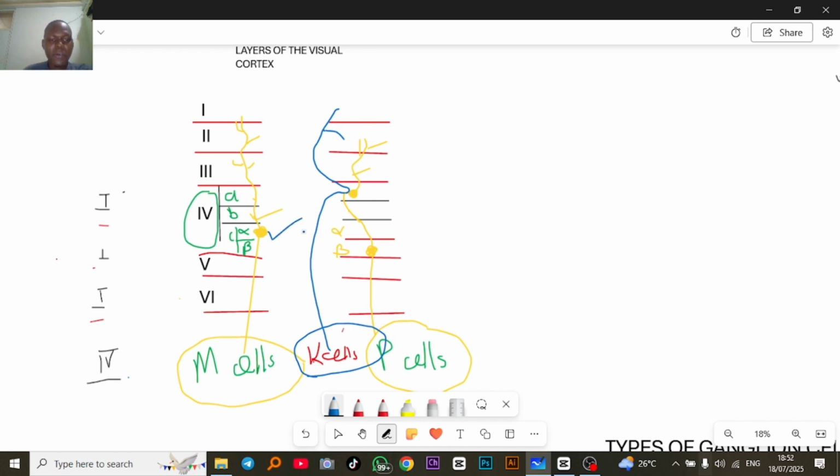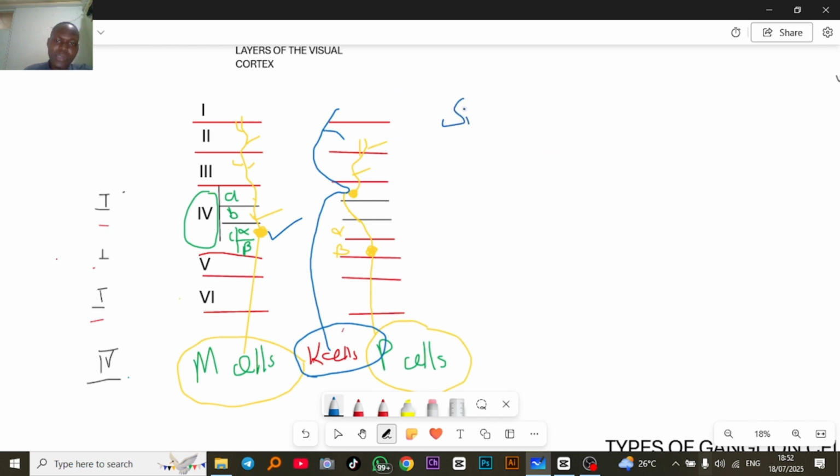We talked about 4C alpha for M cells, then 4C beta for P cells. P cells are concerned with fine detail and color vision, which are slow conducting. M cells are rapid conducting. Then the K cells are for blue-yellow color vision.